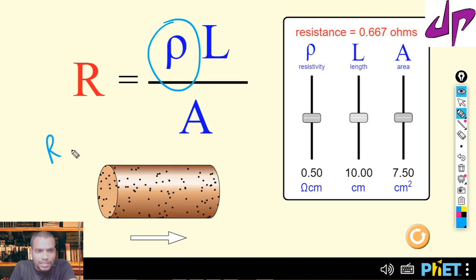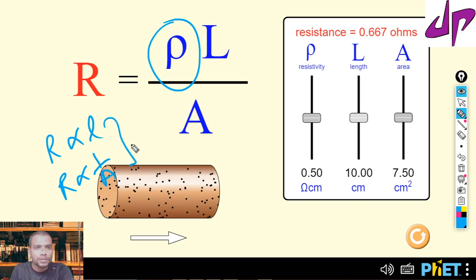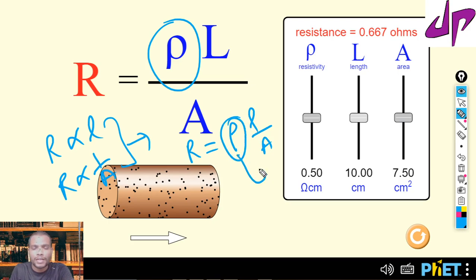So the resistance is directly proportional to the length of the material, and inversely proportional to the area of the cross section. Together we can combine, and the resistance is equal to rho times L upon A. So here rho we define as a new parameter for this conducting material. That is resistance per centimeter.